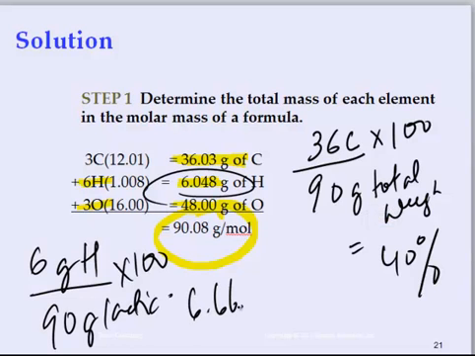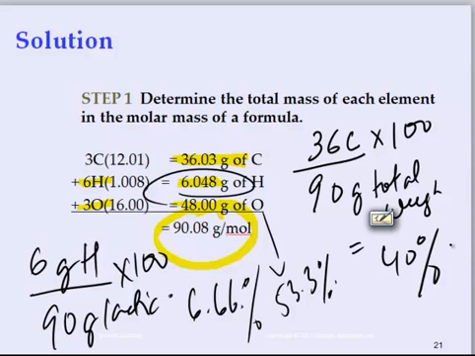And oxygen would be 48 divided by 90 times 100, and that comes to about 53.3% oxygen. So I think the percentage problems were a lot easier than your molecular weight problems. So we're going to stop here, and we will have a continuation in the next section.